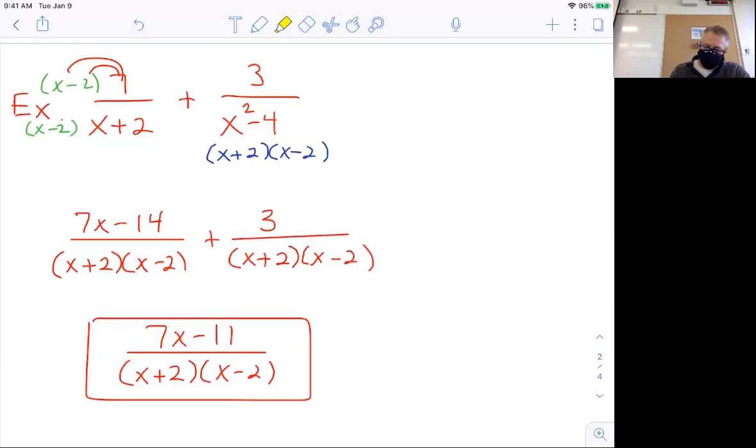All right, so again, the process was we had to get a common denominator. We had to factor the right side to get that common denominator. But once we get that common denominator, then we see what we have to multiply one denominator by to make the other. We had to multiply by x minus 2. So we do that to both the top and bottom. On the right side, we didn't have to multiply those by anything. So we didn't change the top. That just stayed 3. And then we just add across the top and leave the denominator.